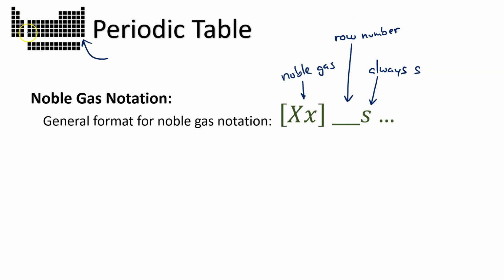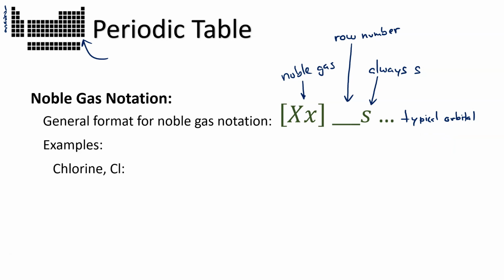In other words, if you come up here to the top left, this would be row 1 or period 1, row 2 or period 2, 3, 4, 5, 6, and so forth. Whichever row number your element is in, that will be the same s orbital you start with after the noble gas notation symbol. And then after that, you follow the typical orbital filling order as you normally would, using an Aufbau diagram or the diagonal rule or any other method that you have.